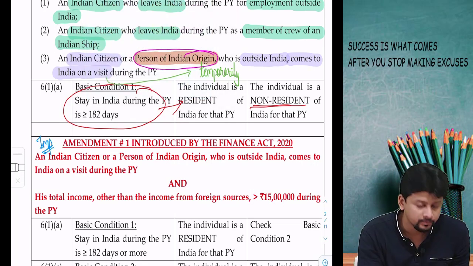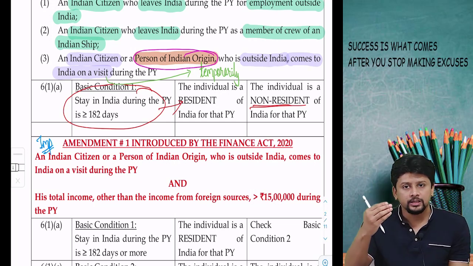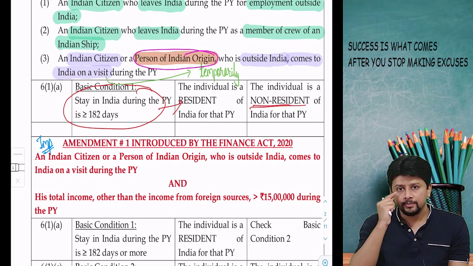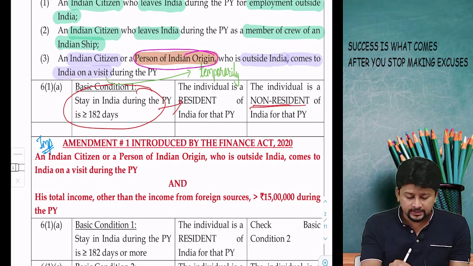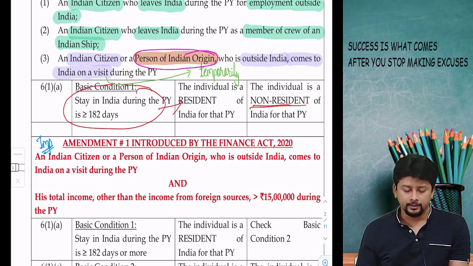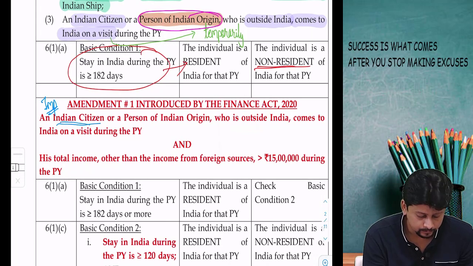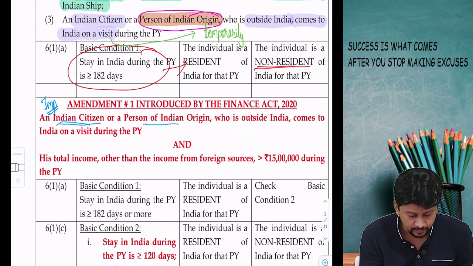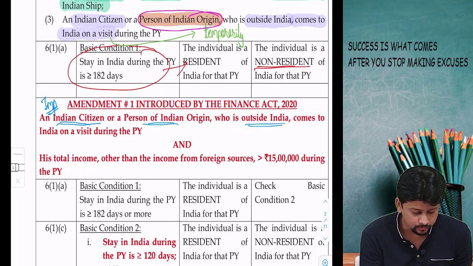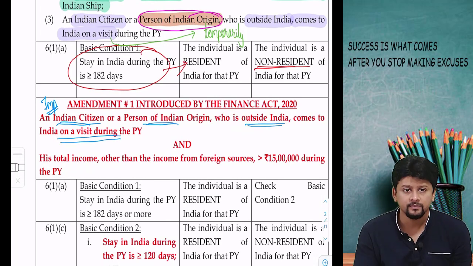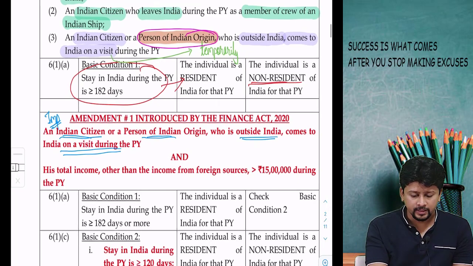So please remember the amendment properly. You can have a case study type MCQ, and in that case study type MCQ you could be given some information about an individual who is specifically getting covered by the amendment. We are talking about an Indian citizen or a person of Indian origin who is outside India and who comes to India on a visit during the previous year. This is the same as exception number 3 that we can see on our screen above.